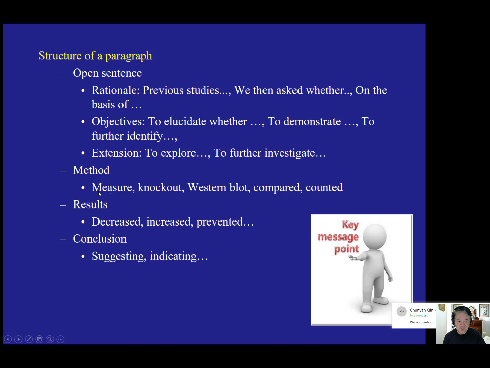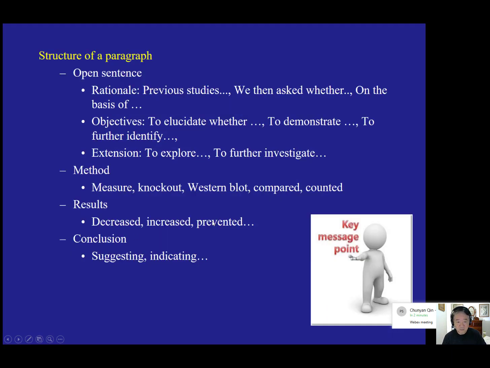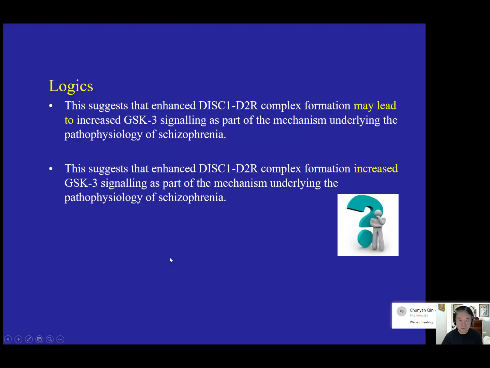In the method section, you could say very briefly how this was measured, or use a knockout model, or cell model, or mouse model, etc. The most commonly used verbs in the results are decrease, or increase, or prevent. This is really the results. And in the conclusion, you may use suggesting or indicating. So this is a summary of how you write a paragraph.